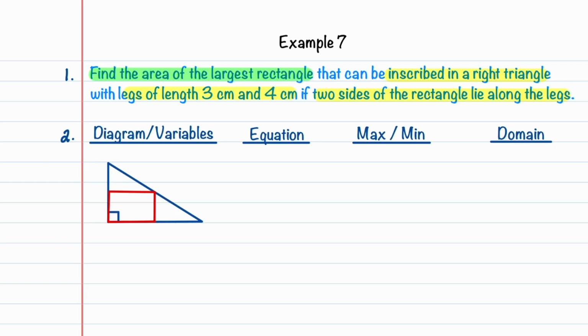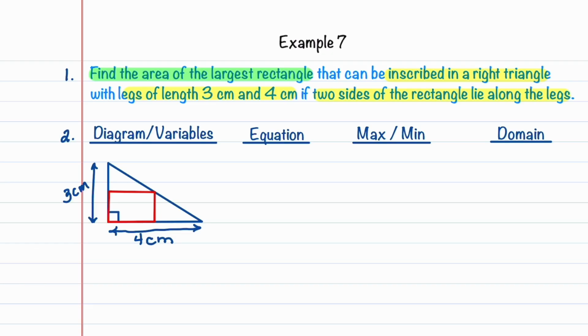And notice that I have already drawn our picture just to make things easier. We have a right triangle, and inscribed in our right triangle is a rectangle, and it has legs of length 3 centimeters and 4 centimeters. So this distance here is 3 centimeters, and this distance here is 4 centimeters.